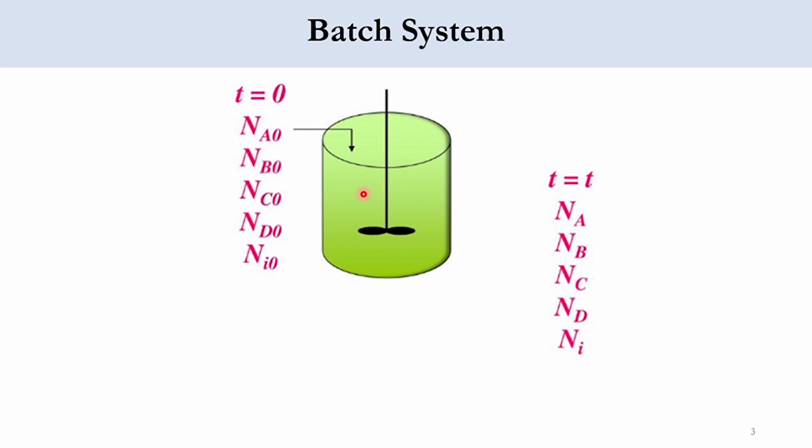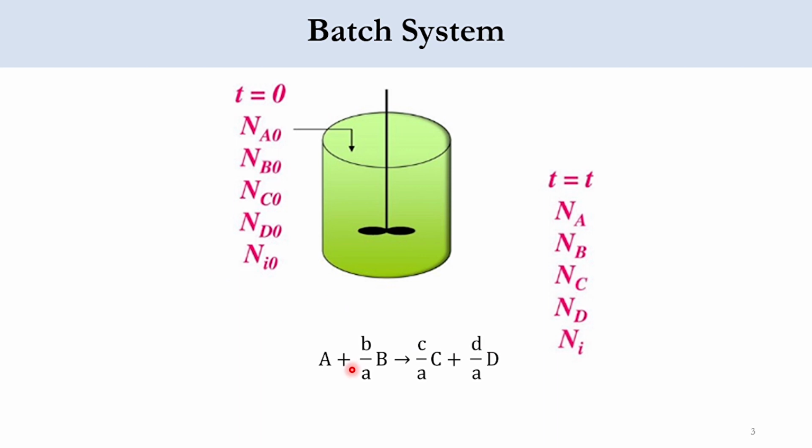After some time t in this batch reactor, the initial number of moles were Na naught, and the final number of moles are Na. Our nomenclature will be that when we denote naught, it is for the initial, and when we do not denote it, like Na naught, it is for the initial number of moles of A, or moles of A at the inlet of the reactor, while Na means moles of A at the outlet of the reactor. We will use the same nomenclature for the flow rate: Fa naught is the flow rate of A at the inlet of the reactor, and similarly Fa is at the outlet of the reactor. Similarly, Nb naught is converted to Nb, Nc naught to Nc, Nd naught to Nd, and Ni naught to Ni.